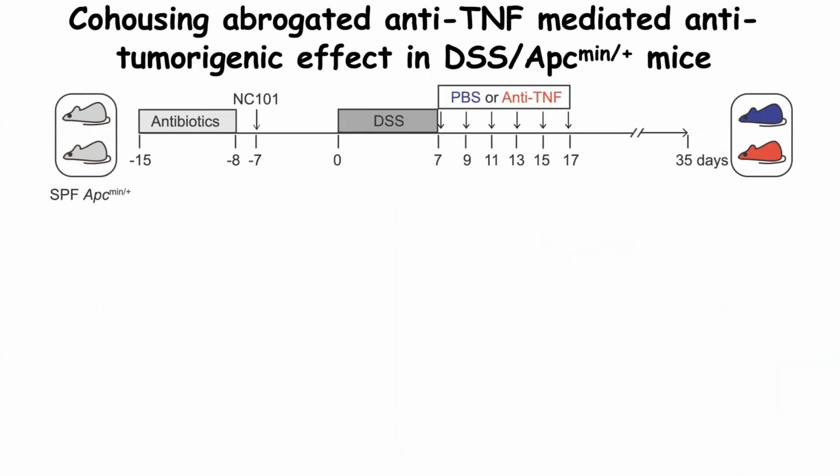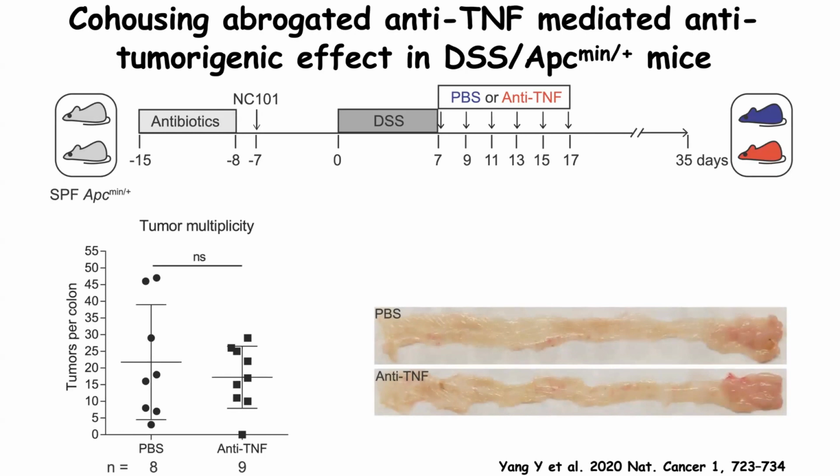Since mice are coprophagic, they eat each other's feces, so the microbiome is transferred from one mouse to another. Now, remember, the same mouse is treated with anti-TNF, so they receive the treatment. But look what happened. The anti-TNF did not block tumors. You have the same number of tumors. The only thing that changed in this experiment is that the mice share the same cage, so they are eating each other's poop, which suggests that the microbiome was very important for the anti-TNF effect.